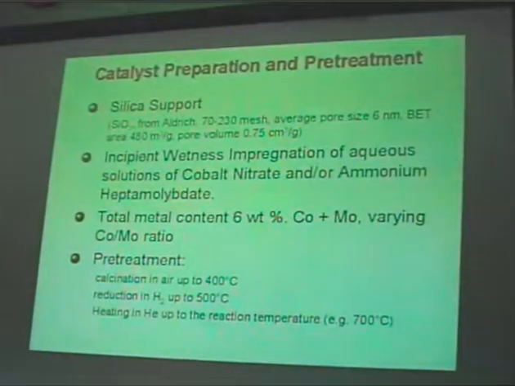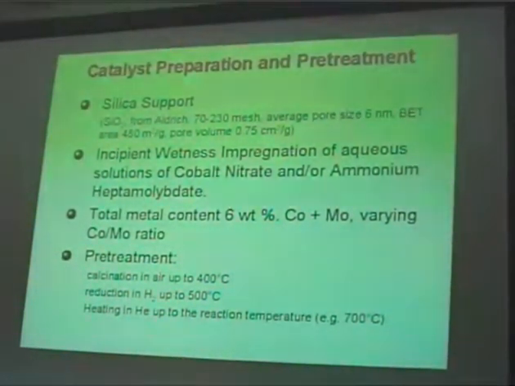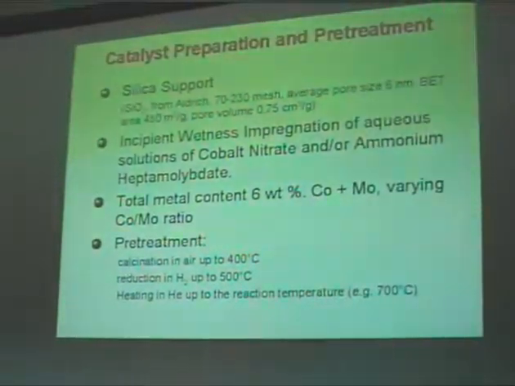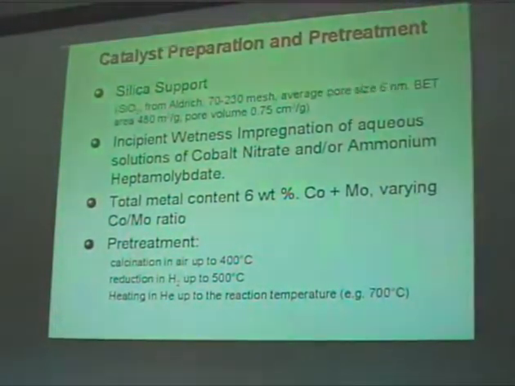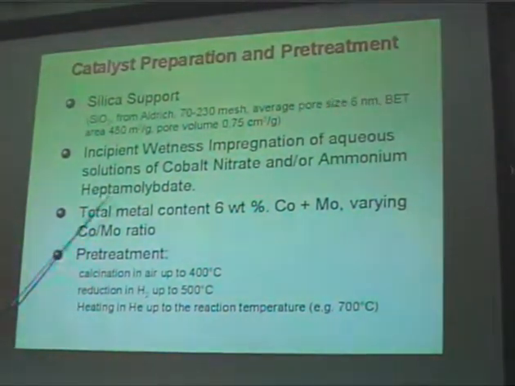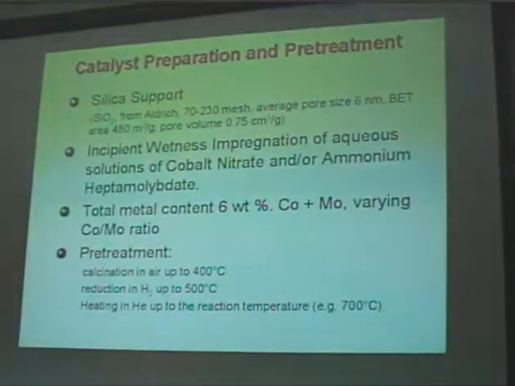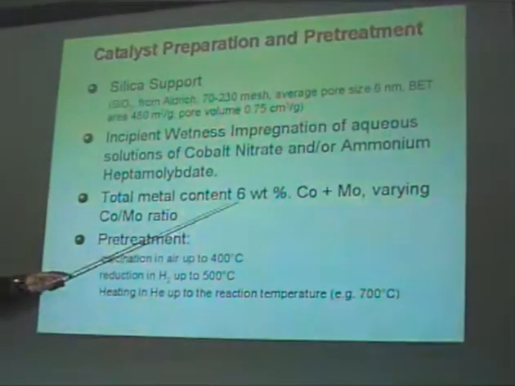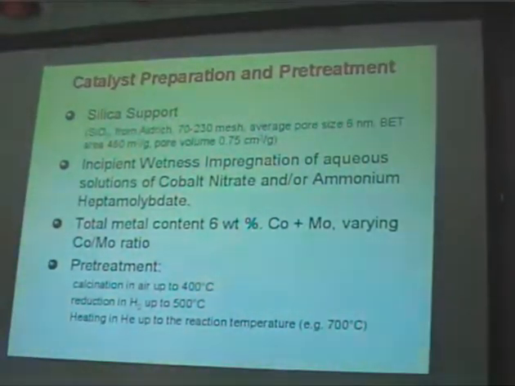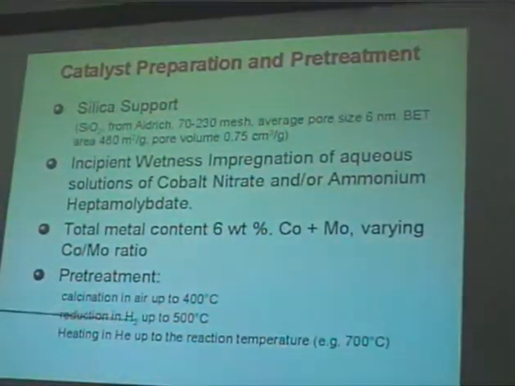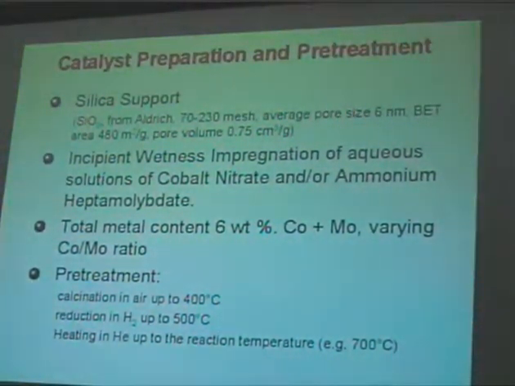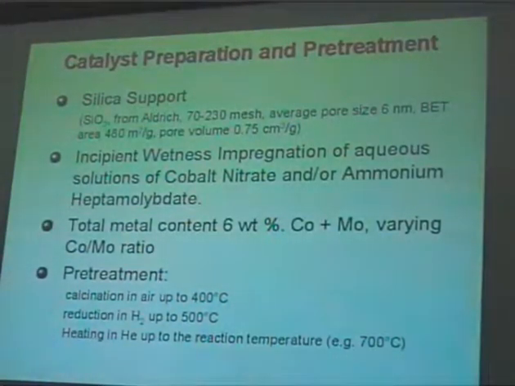Okay, let me really briefly tell you about the catalyst preparation. We use a silica support, and I will describe later why we have chosen that support. We prepare by incipient wetness impregnation with cobalt nitrate and ammonium heptamolybdate. After that, we decompose those salts on the surface to produce a cobalt-moly mixture, with a first calcination at 400 degrees, followed by reduction in hydrogen at 500 degrees, and then heating to the reaction temperature, which could be 700, 800, or 900 degrees in helium.